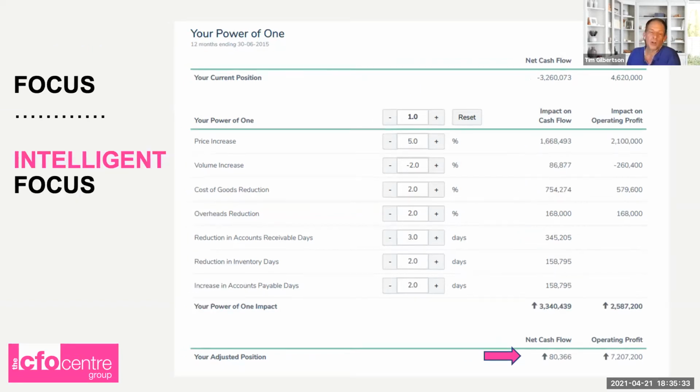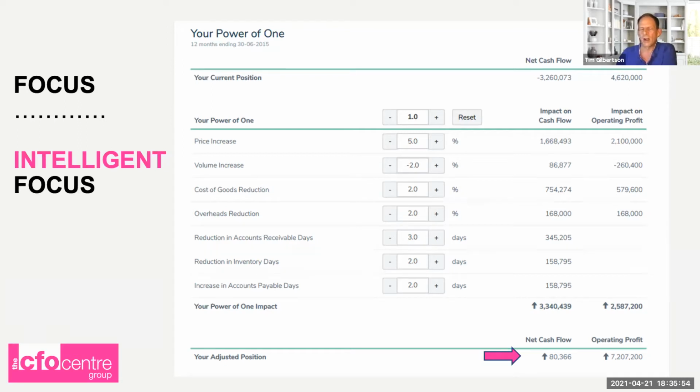So here's one hypothetical situation where we've managed to do just that. We've got ourselves at the end of the day to a positive net cash flow situation, and we've enhanced our operating profit quite significantly. The only problem with this is it might work for this company, but for your company or another company, it might not work at all.